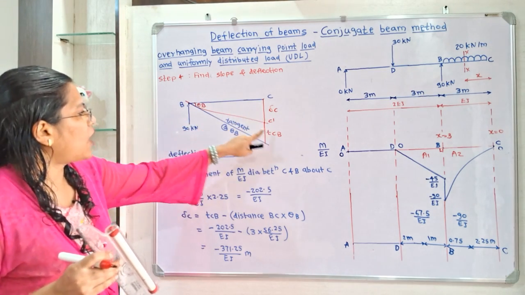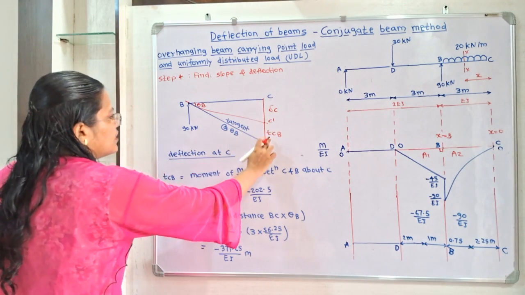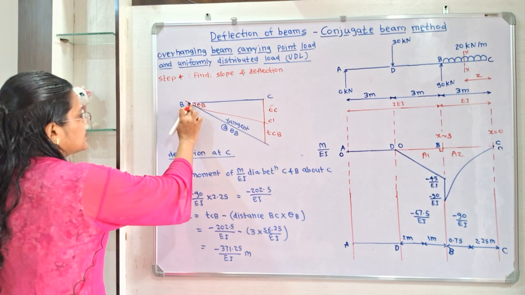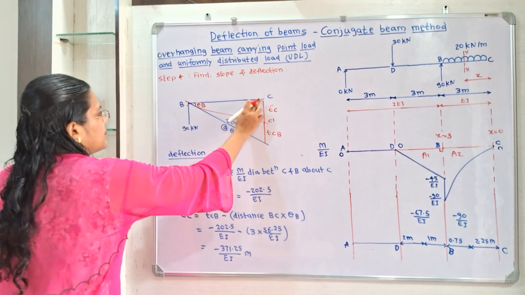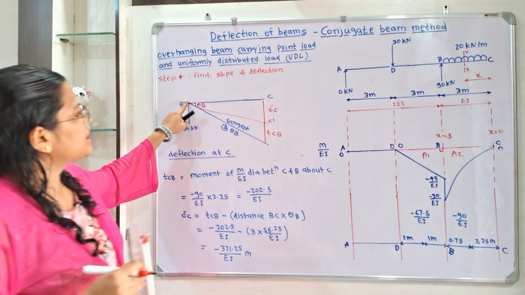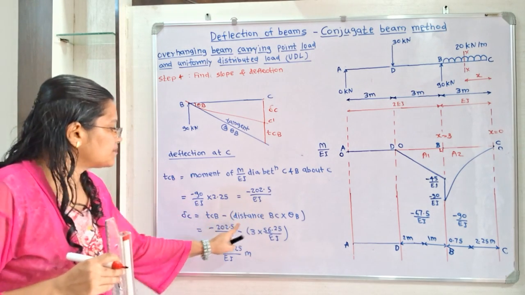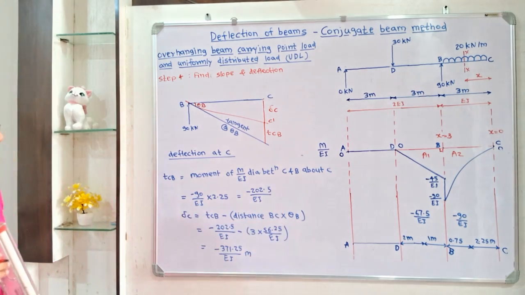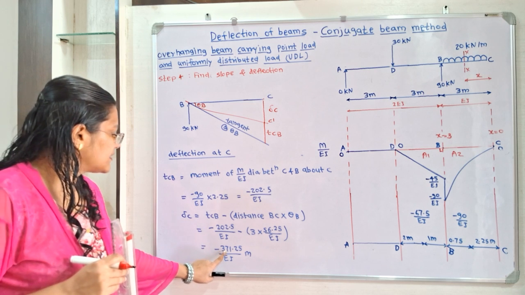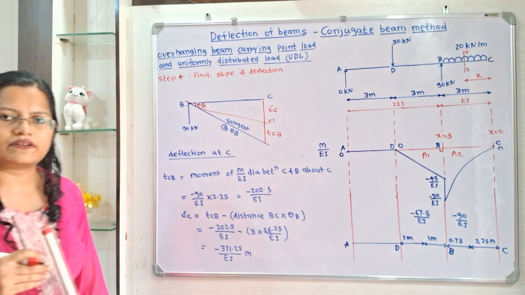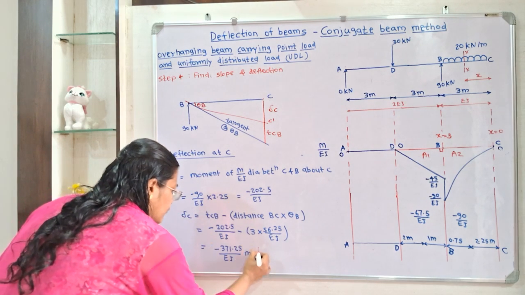Now from the diagram, how to calculate this delta C? So delta C is equal to TCB minus the multiplication of theta B and the distance between B and C. This distance between B and C is equal to 3 meters. So we will put the values. This multiplication we have to take in the bracket, and then when we solve, we will get delta C is equal to minus 371.25 by EI meter. So the negative sign indicates that this deflection is in the downward direction.